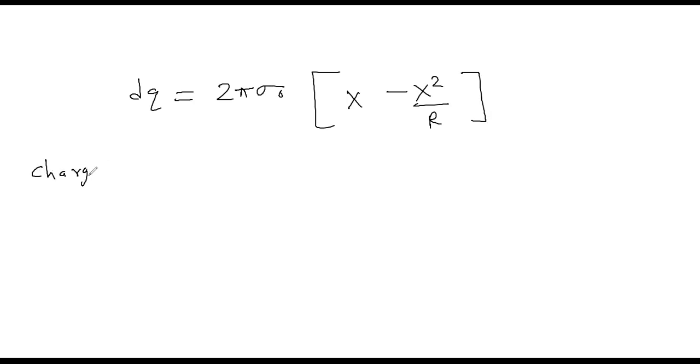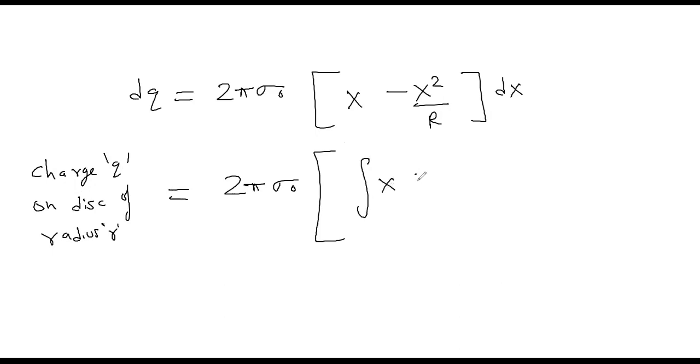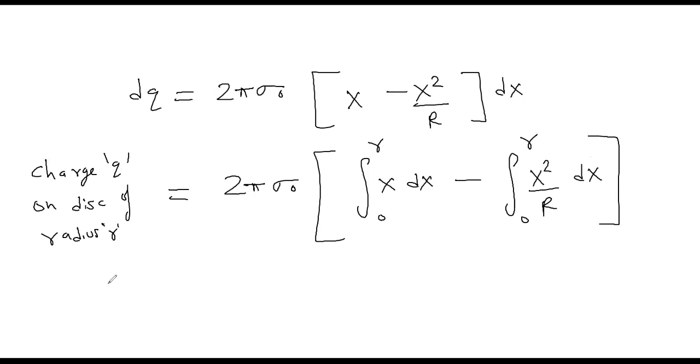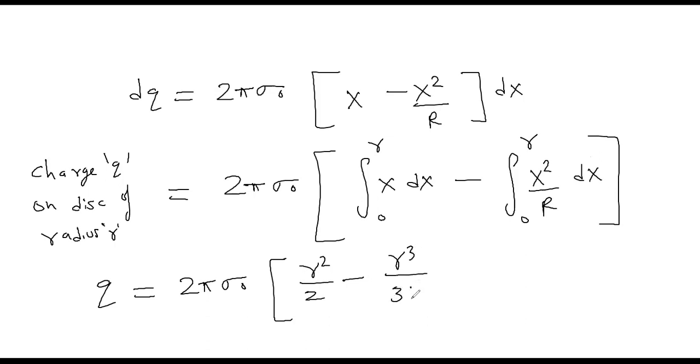So charge, a small q, on disk of radius small r is 2 pi sigma naught, integration of x dx from 0 to small r, minus integration of x square by R dx from 0 to small r, and q will be equal to 2 pi sigma naught (x square by 2, it will be r square by 2, minus x cube by 3R, so it will be r cube by 3R).